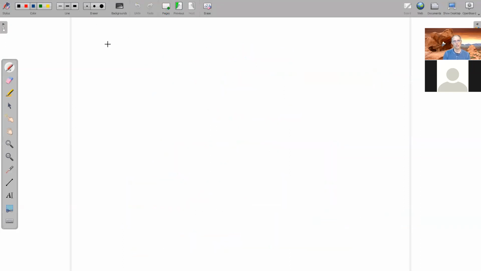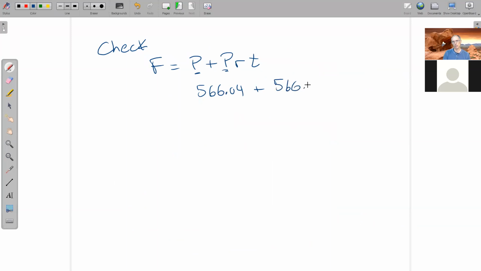To check it, I just go back to this original equation and plug in what I think P should be. So I think P should be 566.04. Add that to 566.04 times the 3% as a decimal times the 2 years. Plug this into a calculator and pray. Let's do it.